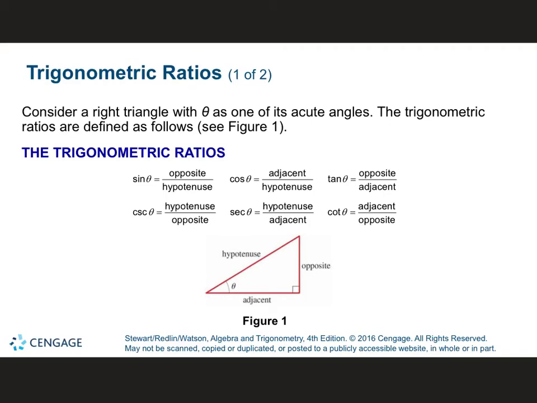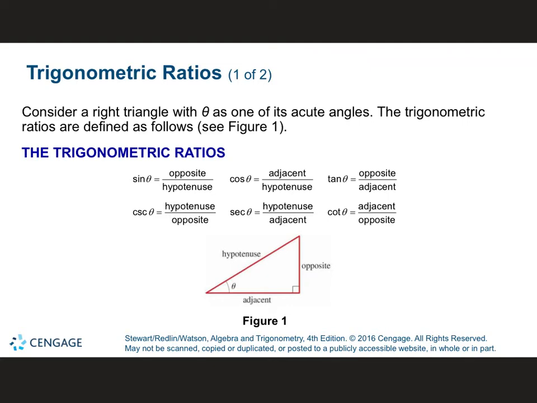5-2 goes over right triangle trigonometry, which means we're working with sine, cosine, tangent, cosecant, secant, and cotangent. Your sine is always going to be opposite over hypotenuse. Cosine is going to be adjacent over hypotenuse. Tangent is always opposite over adjacent, so SOH CAH TOA.